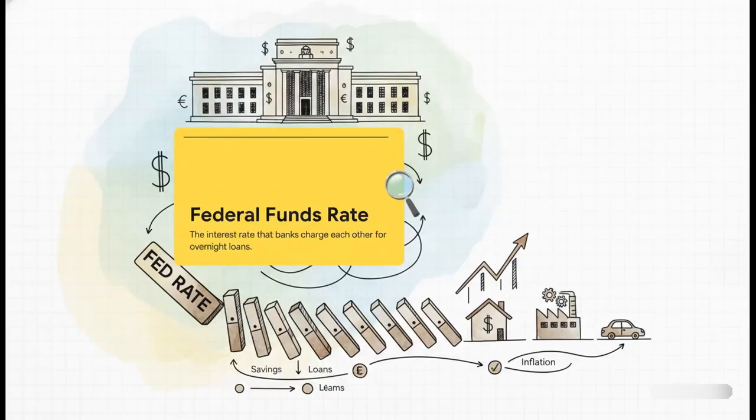Okay, so this is the big one, the federal funds rate. This is the main tool the Federal Reserve uses to steer the economy. So what is it? It's basically the interest rate that banks charge each other for these super short-term overnight loans. Sounds simple, right? But don't let that fool you. This one single rate, it's like the first domino in a huge chain reaction that ripples through the entire economy.